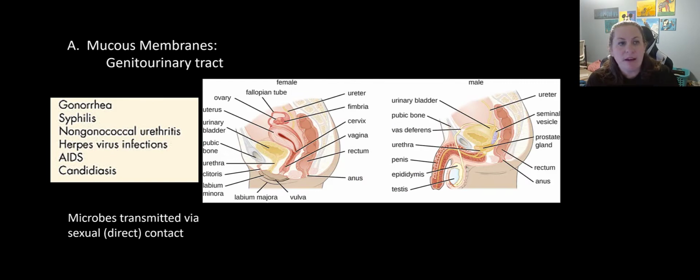The last mucous membrane that we see here is what we call the genitourinary tract. So this is the genital area as well as the urinary. Now in females, these are separate. You have a genital area and you have a urinary. But in males, they're connected, okay? Because we see that the urinary and the reproductive system are connected here. So these are going to be where microbes are normally transmitted through sexual contact, direct contact. And these are things like gonorrhea, syphilis, urethritis, which means that it's inflammation of the urethra, herpes viruses, AIDS, and even candidiasis, which is a yeast infection. So these are just some of the examples.